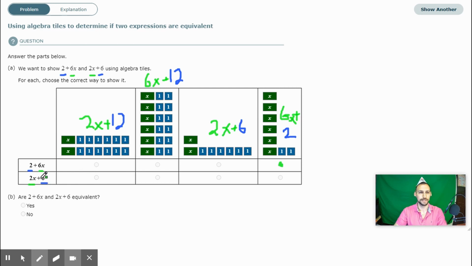And then 2x plus 6, well, we want 2 greens and 6 blues, because we have 2 variables, 6 constants. This is our second expression. And are they equivalent? No, because we don't have the same number of variables and the same number of constants. I'm going to skip until I see one where we might have an equivalent expression, and I'll show you what that looks like.